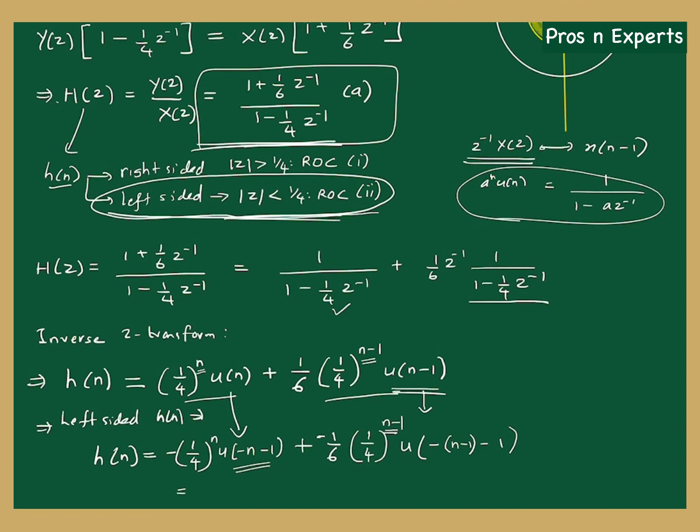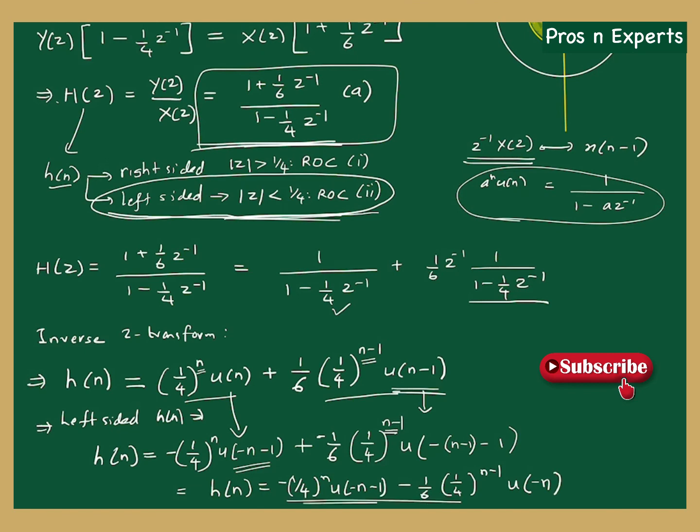Okay, that will give you the final result, h of n equal to minus 1 by 4 to the power n u of minus n minus 1 minus 1 by 6 1 by 4 to the power n minus 1. This will be u of minus n plus 1 minus 1, which is u of minus n. Okay, so this could be the final answer, the impulse response when the signal is left sided. Okay, so that completes the answer.